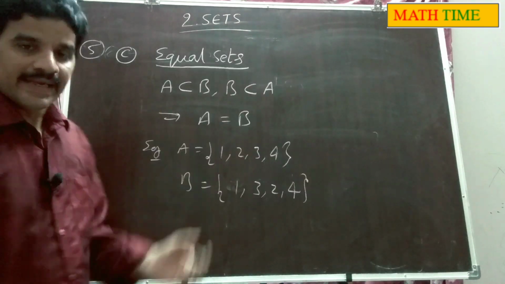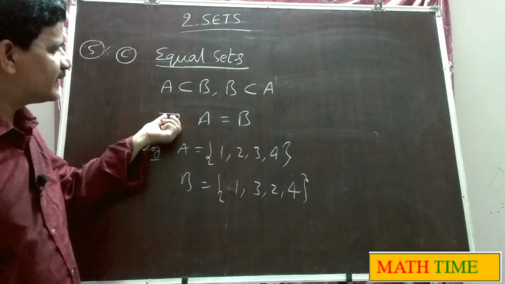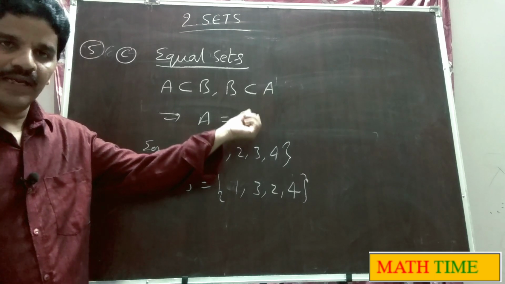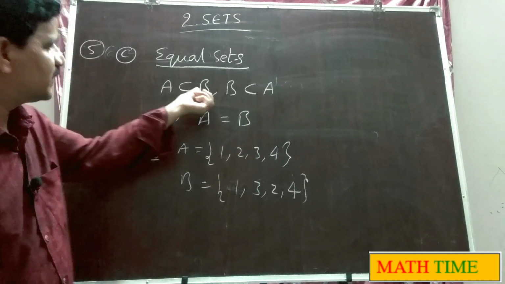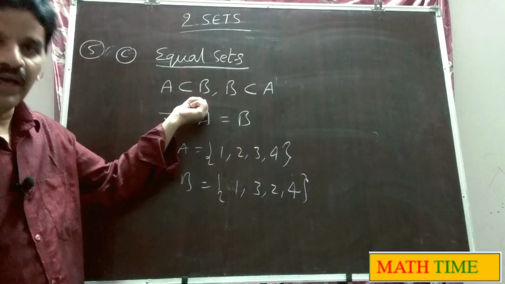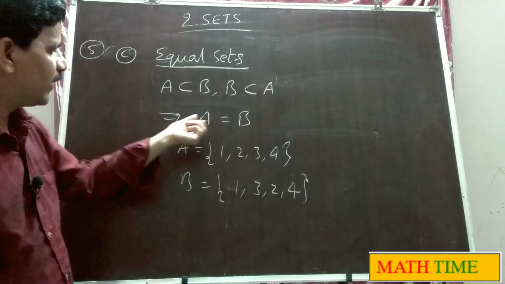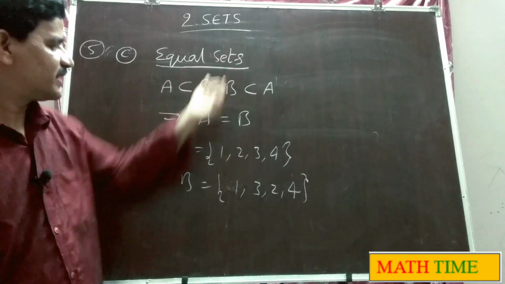This is equal sets. Equal sets means every element of A is an element of B and every element of B is an element of A. That is, when A is a subset of B and B is a subset of A, then we write A = B and we call them equal sets.